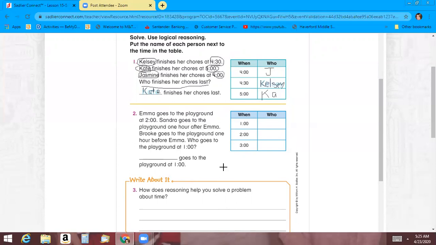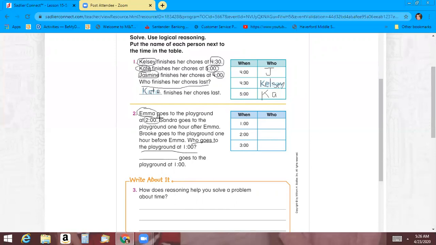So let's read about Emma, Sandra, and Brooke. Emma goes to the playground at 2 o'clock. Sandra goes to the playground 1 hour after Emma. Brooke goes to the playground 1 hour before Emma. Who goes to the playground at 11 o'clock? In all math stories, I know you picked up your pencil and you underlined that question. Circle the name Emma, because we know Emma was 2 o'clock.